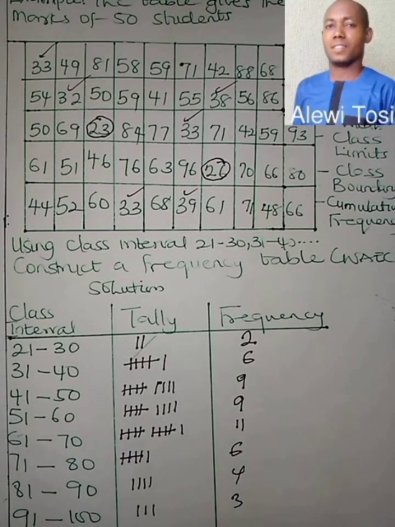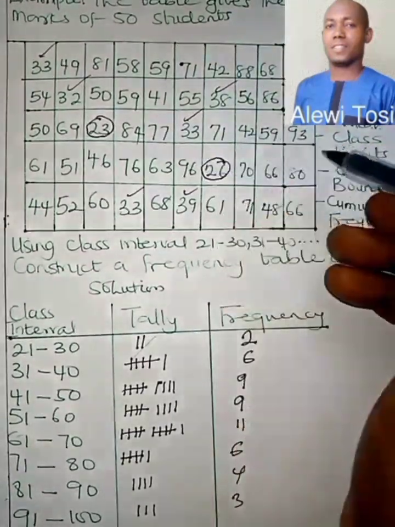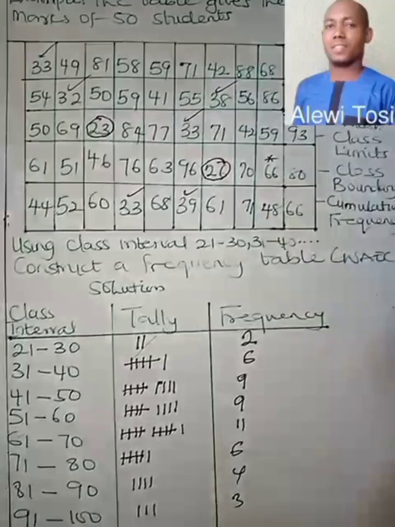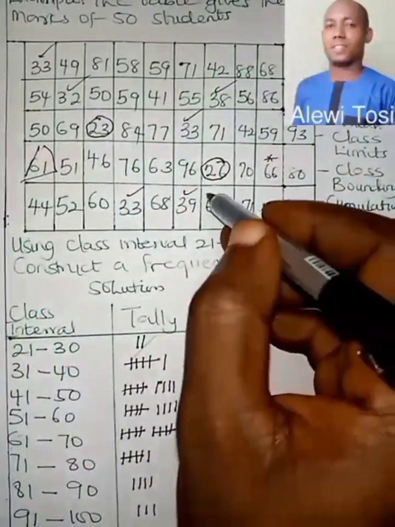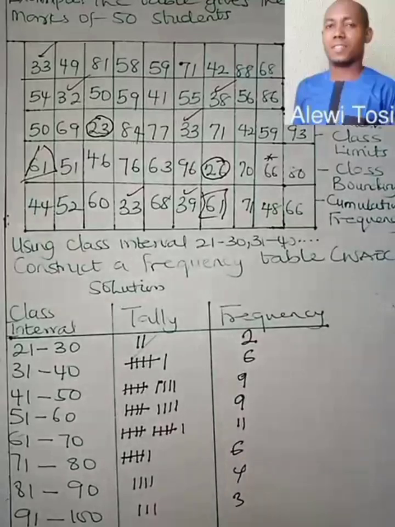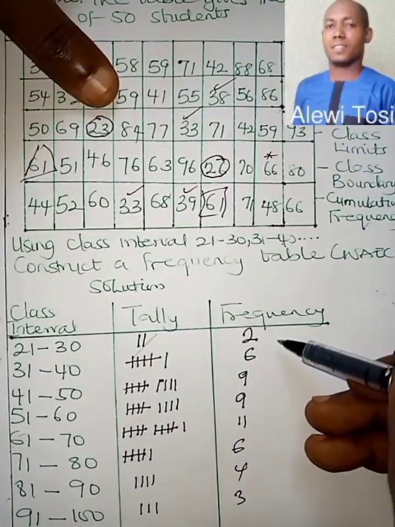With this now, you've consulted your relative frequency table. Ensure when you are trying to trace, use different signs. You can use asterisk, you can use triangle, you can use a rectangle sign, so that when you make a mistake, you can retrace it easily. So with this now, we've gotten our frequency table.